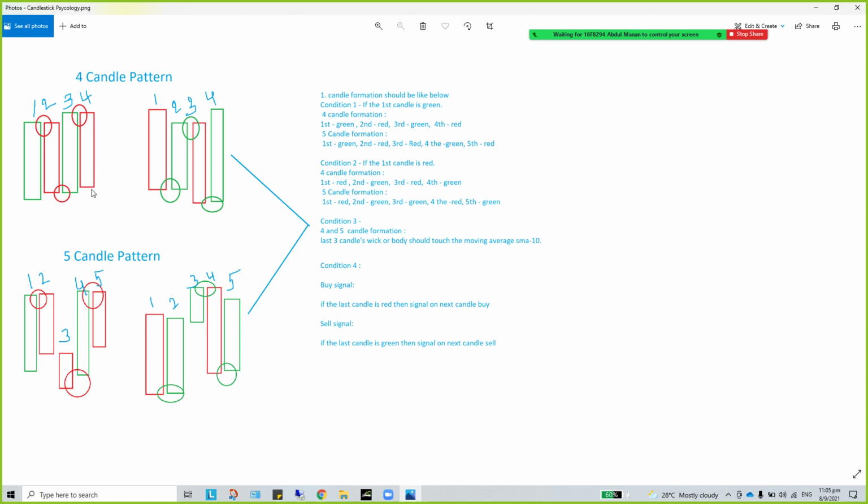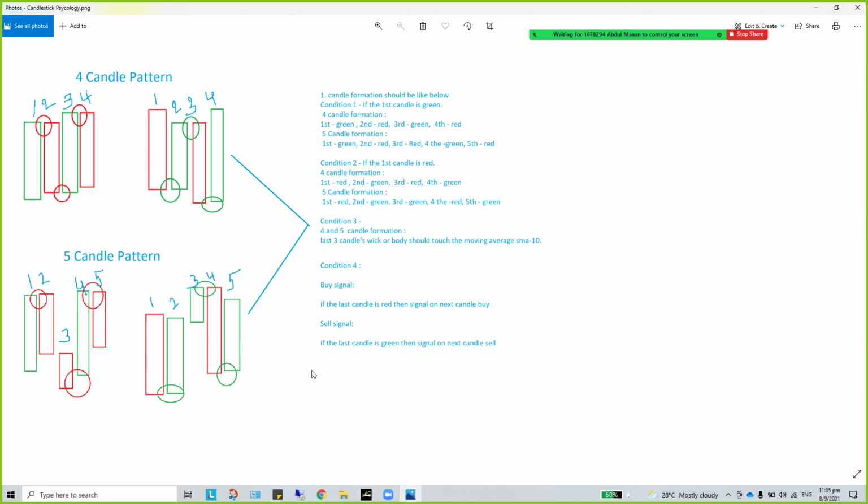If the last candle closed red, then we should get a buy signal. If it is green, a sell signal. Green, sell signal. Red, buy signal. And this is actually a three reversal. We have to find the three reversal: one, two, three. One, two, three. And we have to find the three reversal in four candles and in five candles.